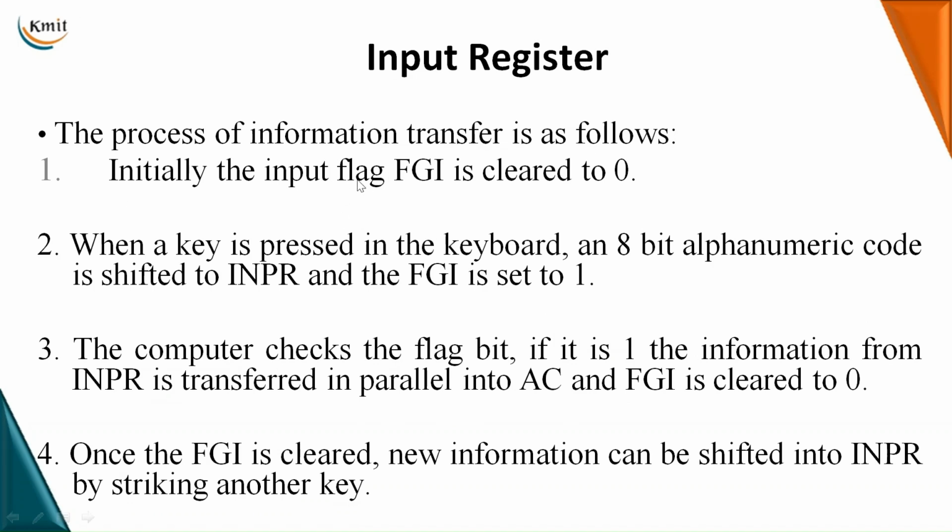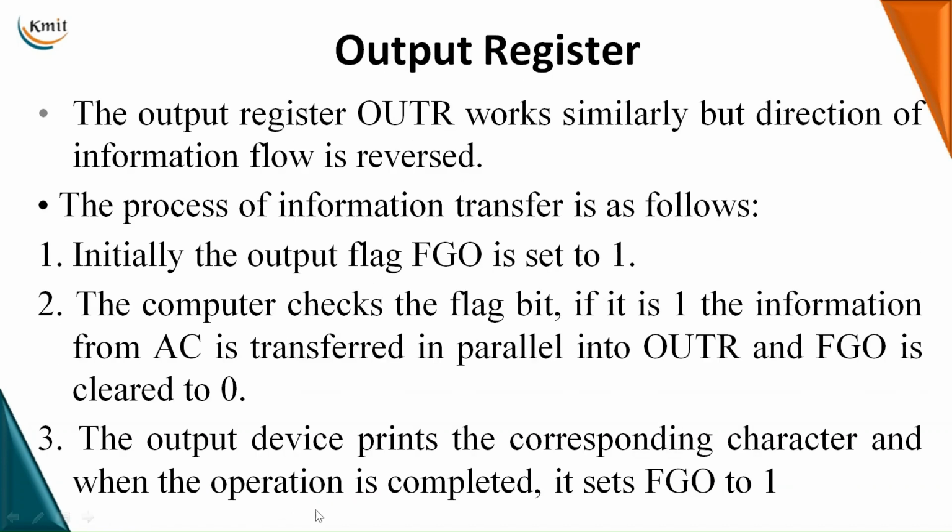So if you see the process of information transfer, initially the flag bit of the input flag is set to 0. When a key is pressed on the keyboard, an alphanumeric code is shifted into the input register and FGI is set to 1. So the computer keeps checking the flag bit of the input register. Whenever it is set to 1, the information will be transferred from the input register to the accumulator, and once the transfer is done, FGI will be cleared to 0. Once FGI is cleared to 0, new information can be shifted into the input register by striking a key on the keyboard.